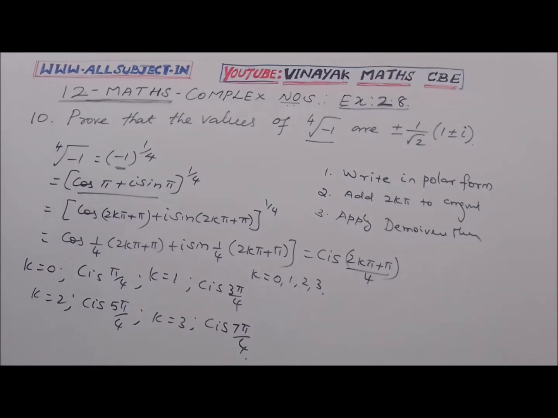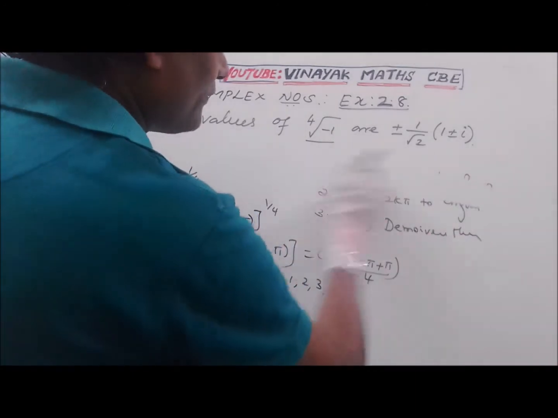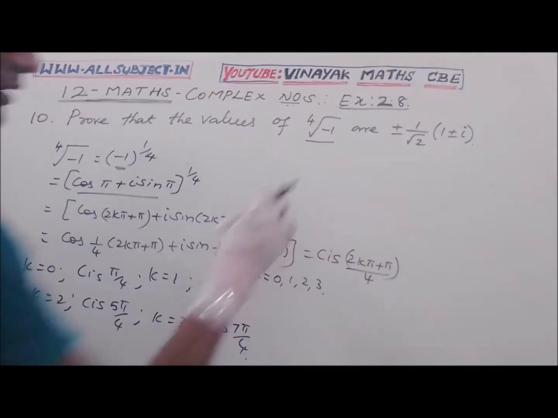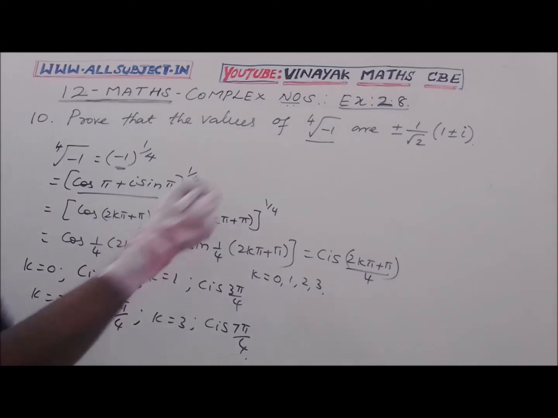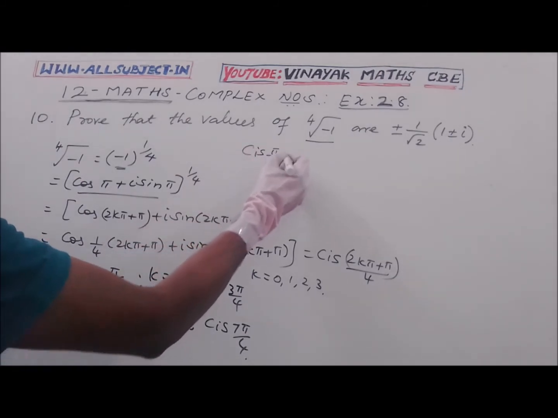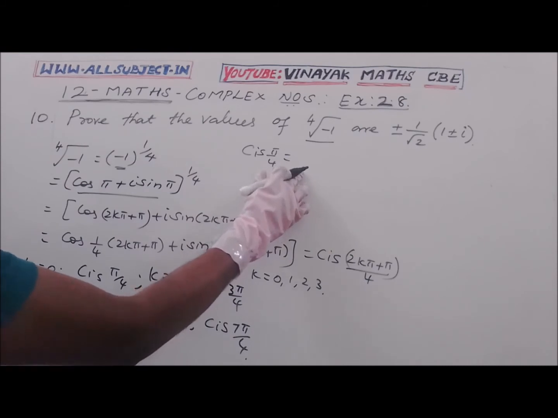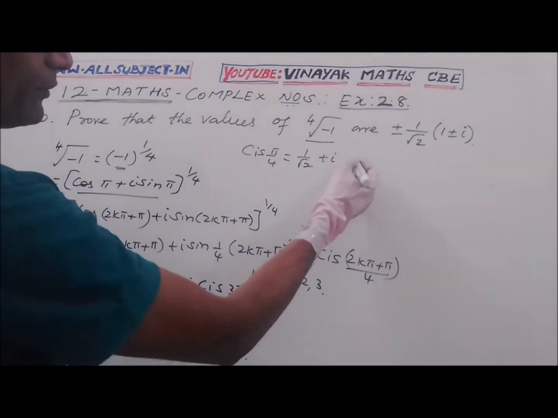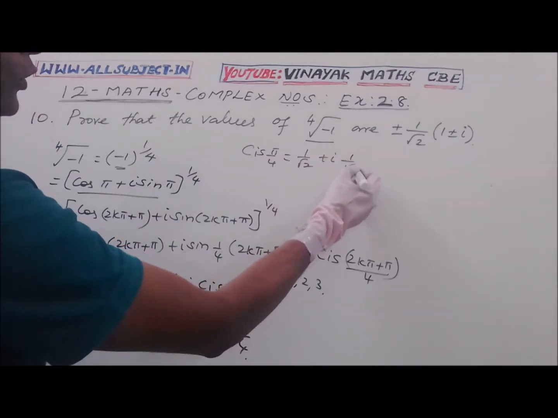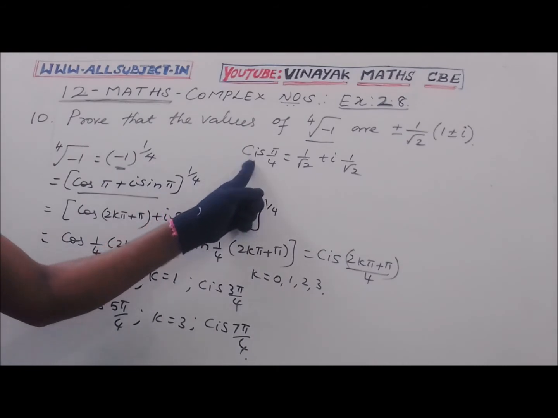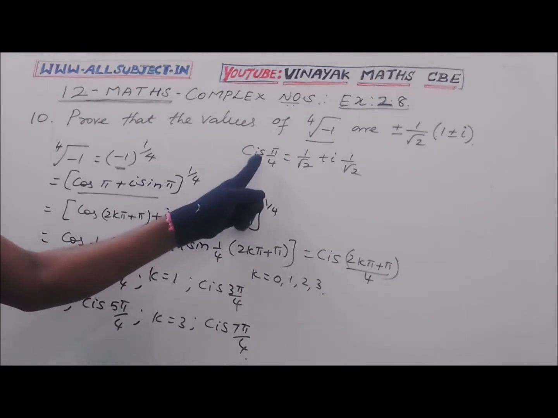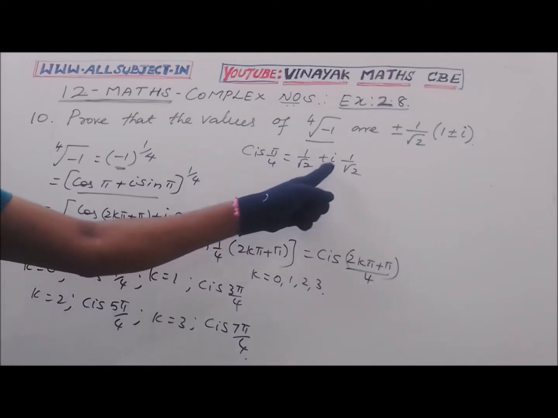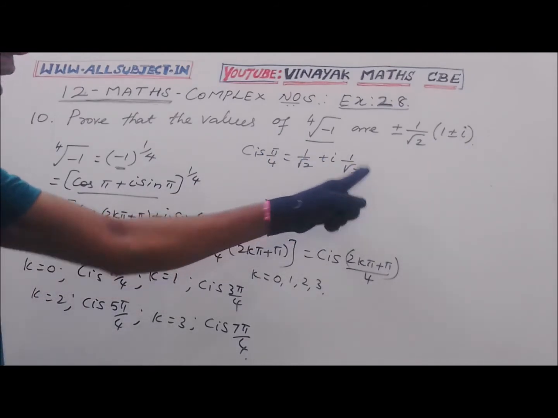So the roots are: first one is cis pi by 4, second one is cis 3 pi by 4, and 5 pi by 4, 7 pi by 4. Now finding its values. The value of cis pi by 4 equals cos pi by 4 plus I sin pi by 4. Cos pi by 4, that is cos 45, is 1 by root 2, and sin pi by 4 is 1 by root 2. So 1 by root 2 plus I 1 by root 2.